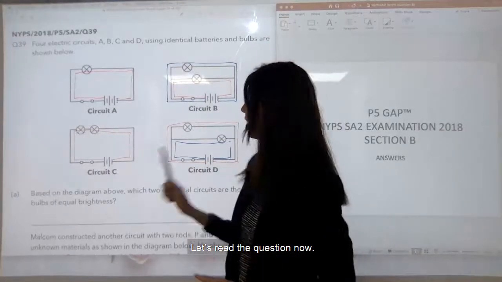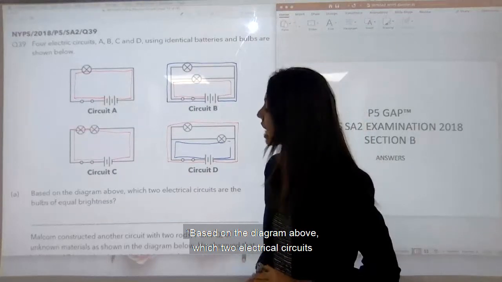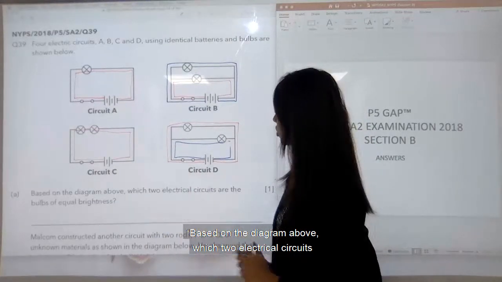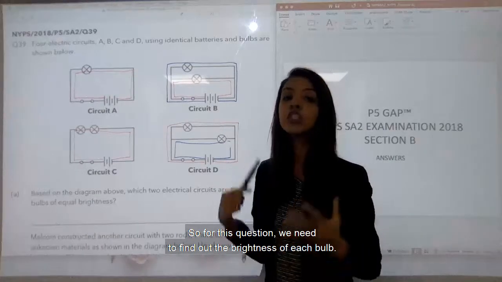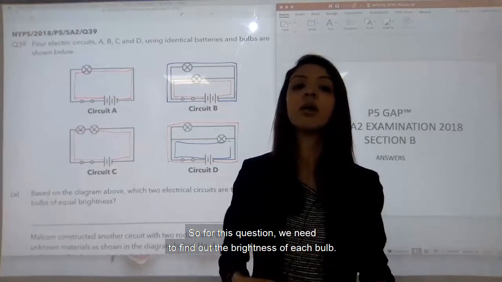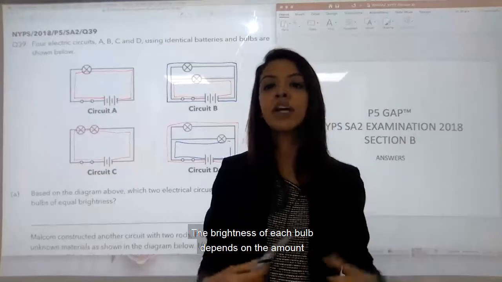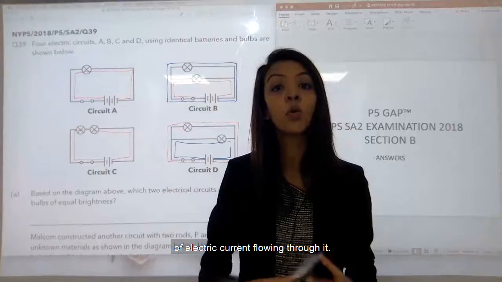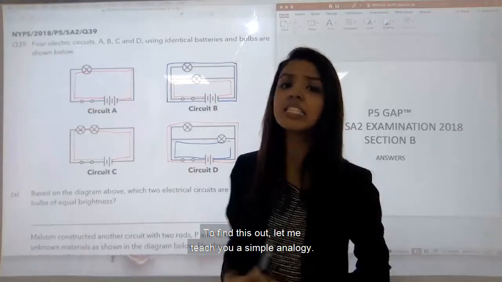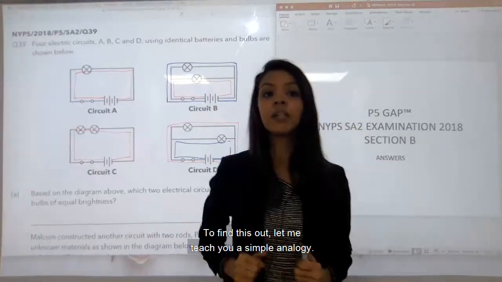Let's read the question now. A. Based on the diagram above, which 2 electrical circuits are the bulbs of equal brightness? So for this question, we need to find out the brightness of each bulb. The brightness of each bulb depends on the amount of electric current flowing through it. To find this out, let me teach you a simple analogy.